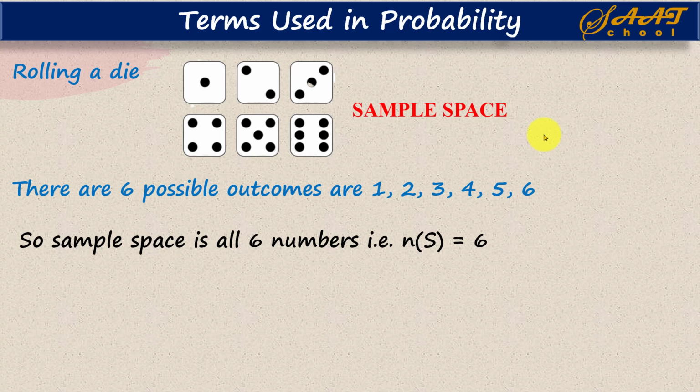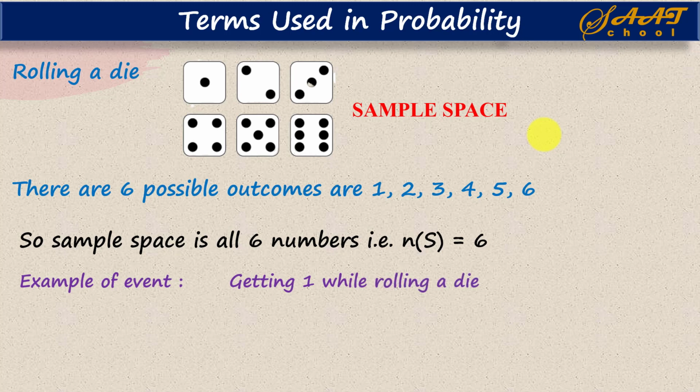Now here an event is getting 1 when you roll a die, or getting 2 when you roll a die, or getting 6 when you roll a die, right? All these are examples of an event.